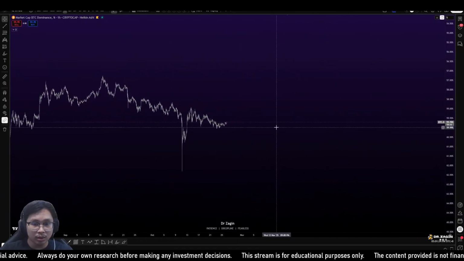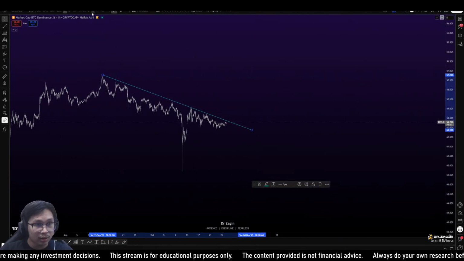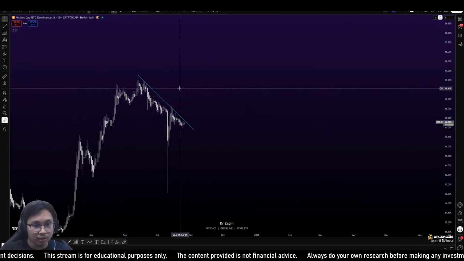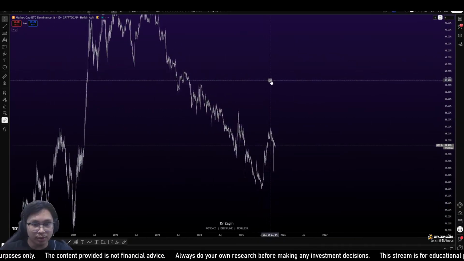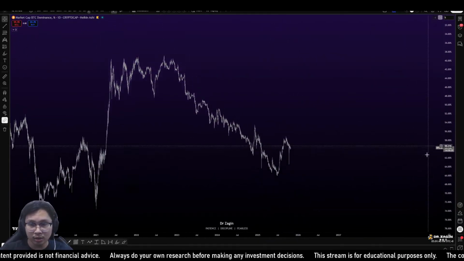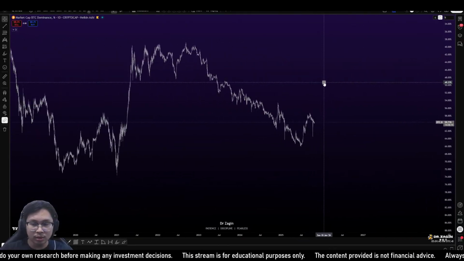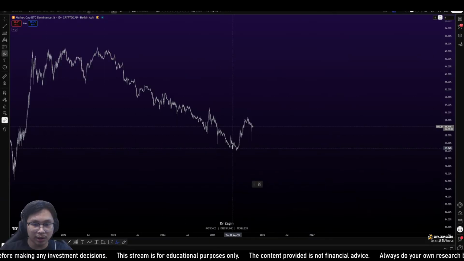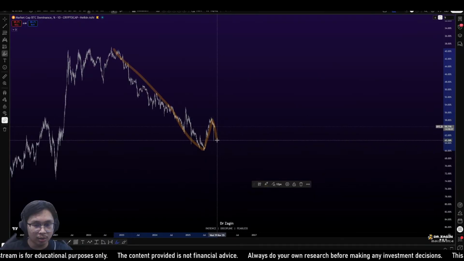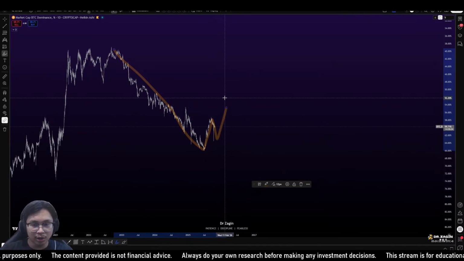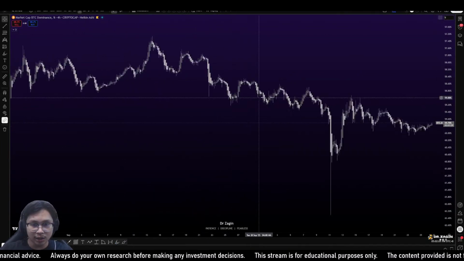So let's look at Bitcoin dominance. Bigger picture, first of all, always zoom out to check the whole market structure. As you can see, this is building a new higher low, and we're gonna expect a higher high. Market structure is key, guys.